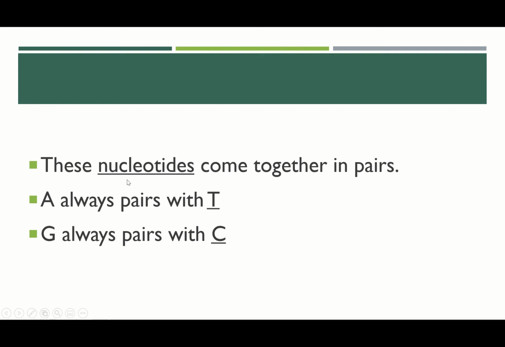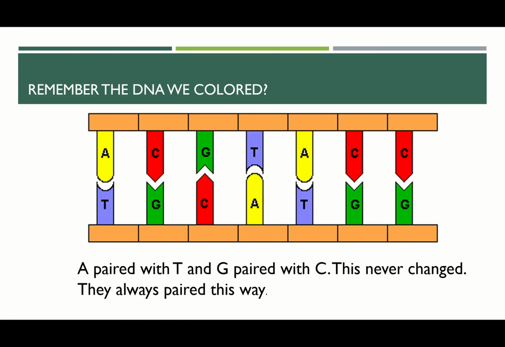These nucleotides always come in their pairs. A with T, G with C. And remember, do you remember the guy who talked about that? Who figured out that pairing? We're going to talk about him in a minute.